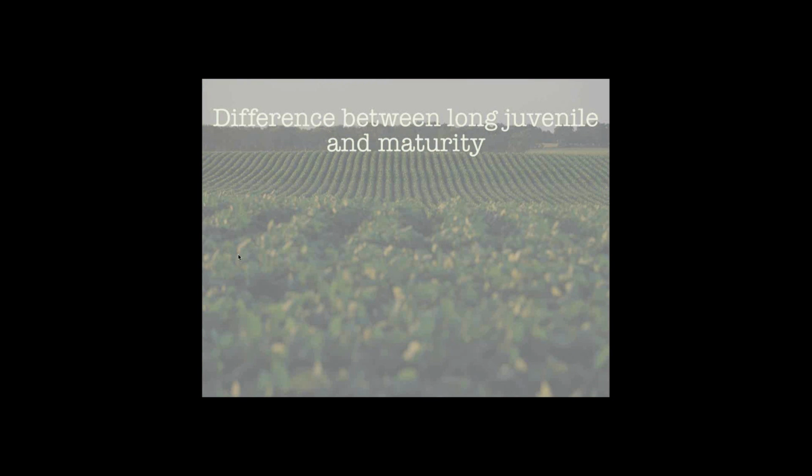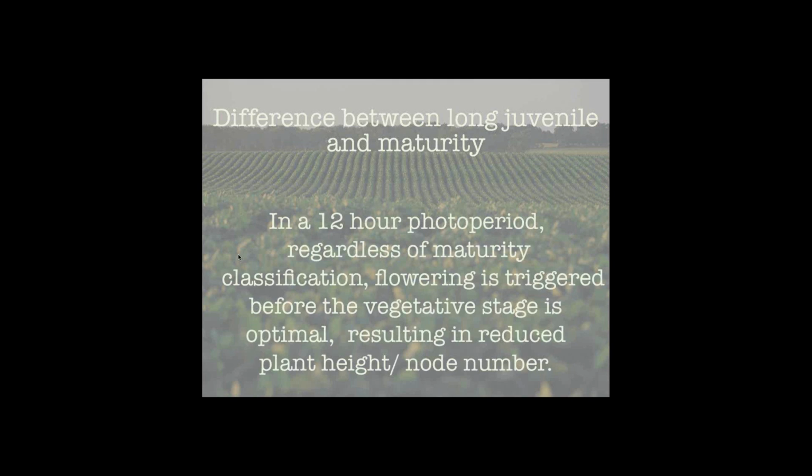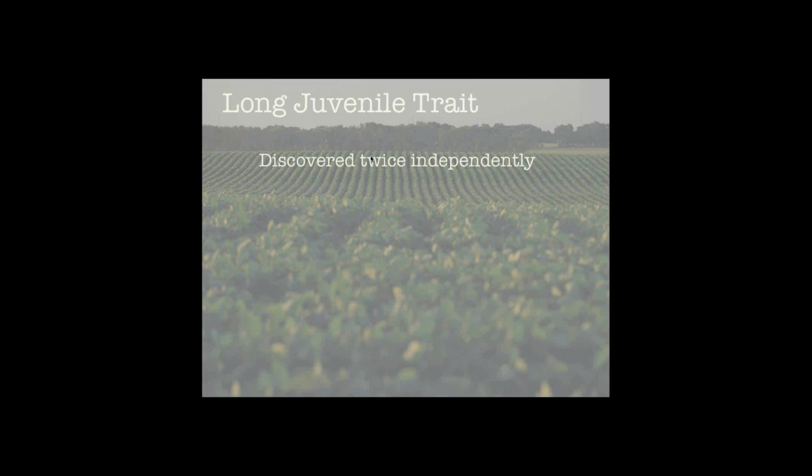Okay, so first I want to talk about what is the difference between the long juvenile trait and maturity. In a 12-hour photoperiod, regardless of maturity classification, flowering is triggered before the vegetative stage is optimal, resulting in reduced plant height and node number. So when the long juvenile trait is present, flowering is delayed regardless of the shortened photoperiod.